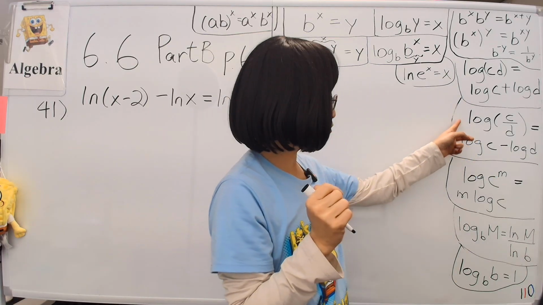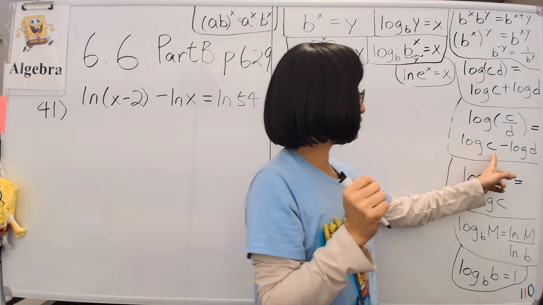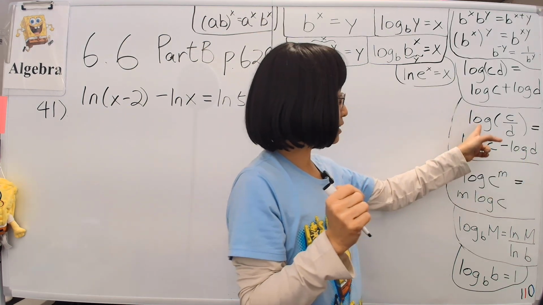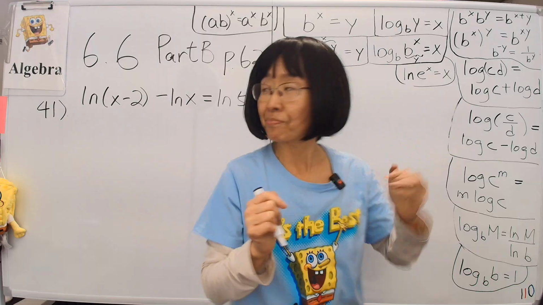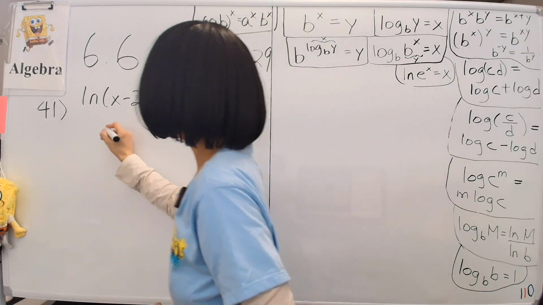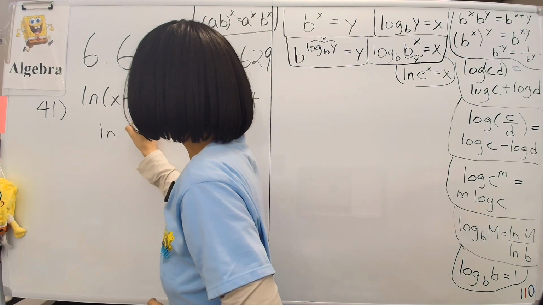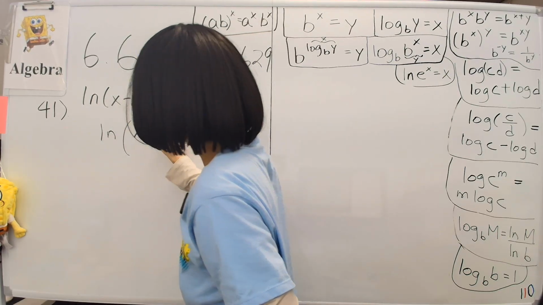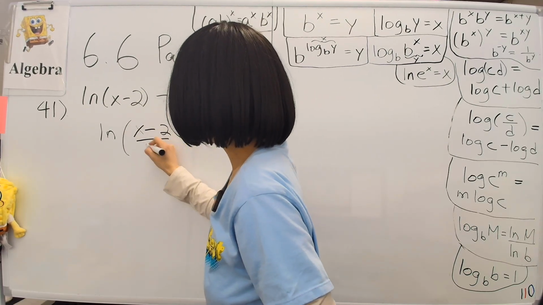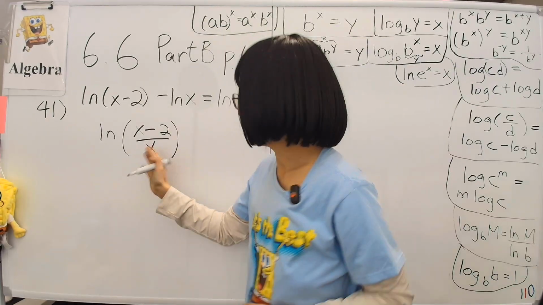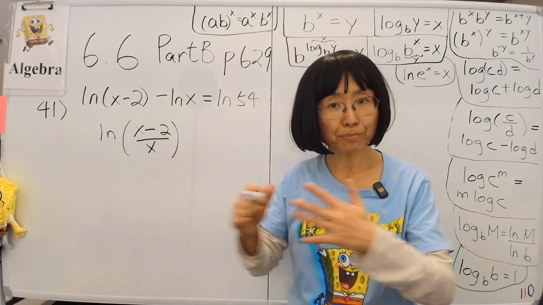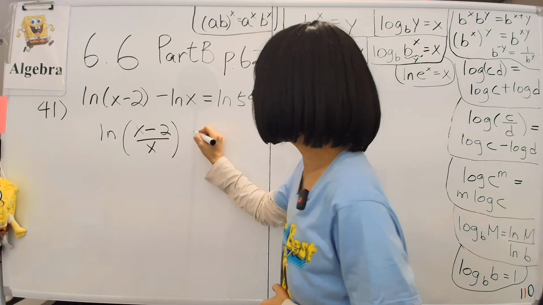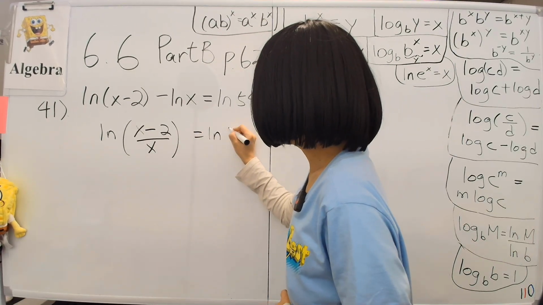We're going to apply this rule right here: a subtracted log is the same as the log of c over d. So applying that rule, we have natural log of x minus 2, divided by x. See, this will translate into that if you break them apart, applying this rule. Then this will be equal to the natural log of 54.